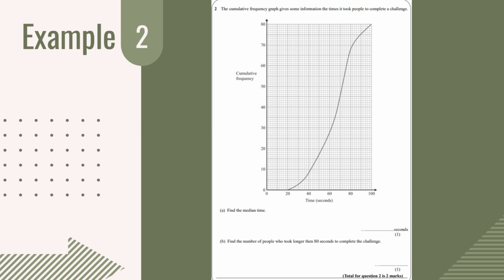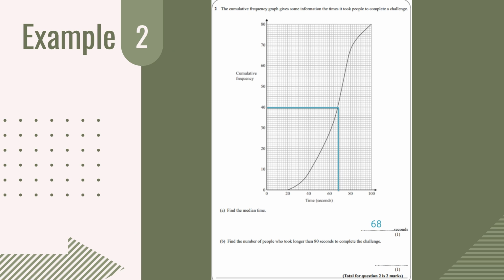So here, it's out of 80, the cumulative frequency, half that, 40, so we're going to draw lines at 40. Draw across, then draw down, and the median time will be 68 seconds.